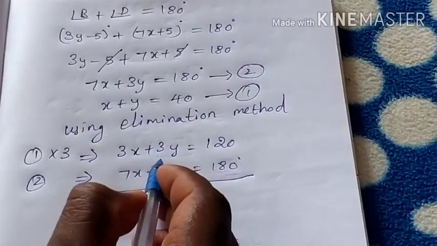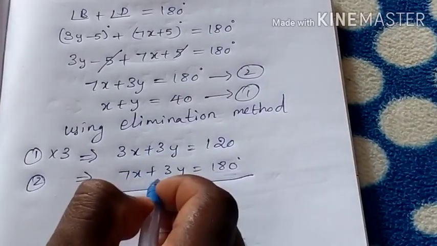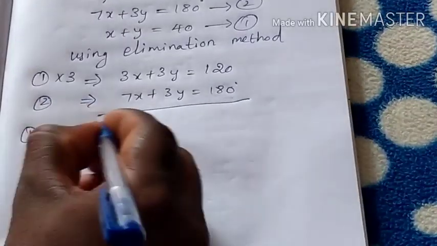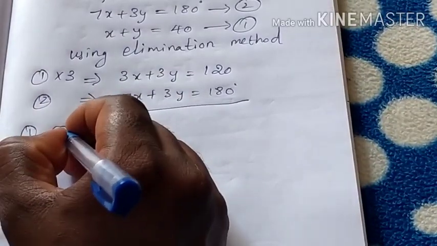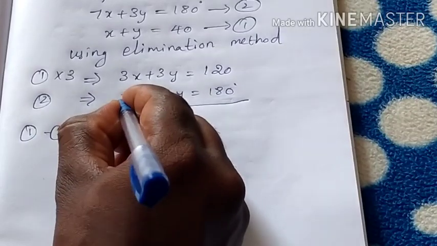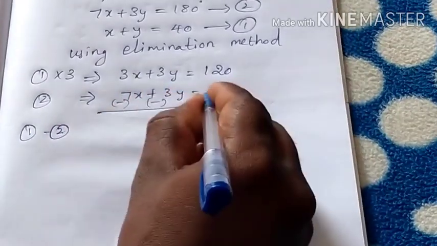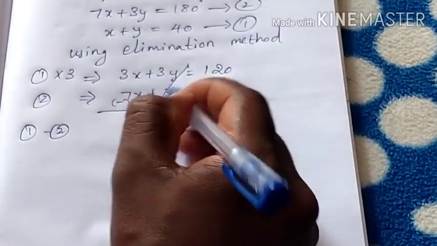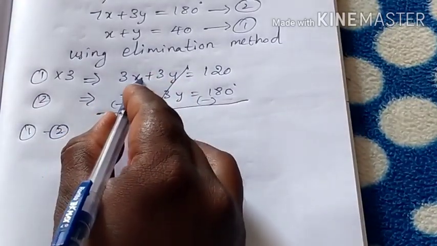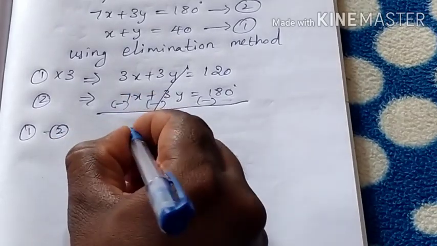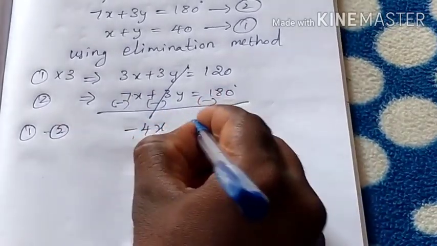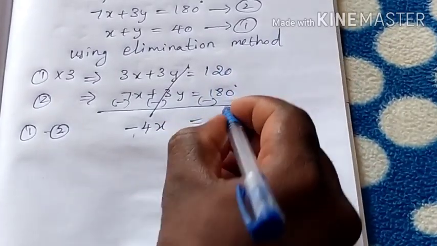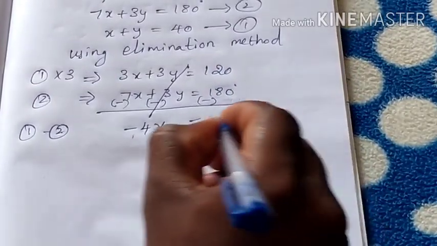Okay, then compare both the signs. These two signs are the same, so making the subtraction 1 minus 2, we get the opposite sign, that means minus 2. So this is plus, so minus; this is plus, so minus; this is plus, so minus. So 3y minus 3y are eliminated. Then 3x minus 7x equal to totally minus 4x, which is equal to minus 120 minus 180 is equal to minus 60 degree.